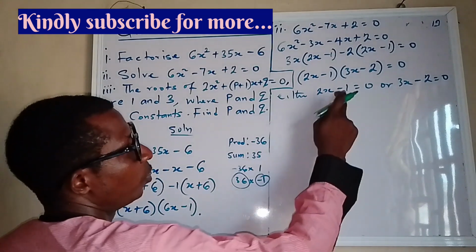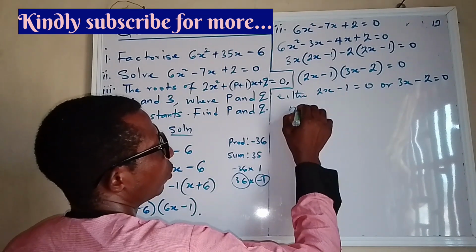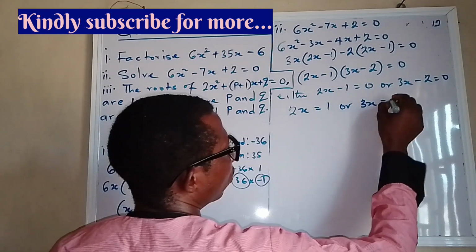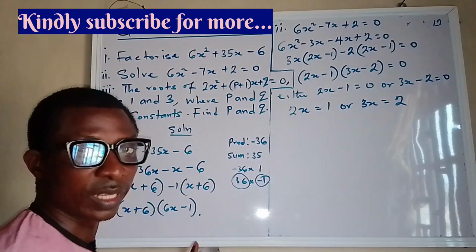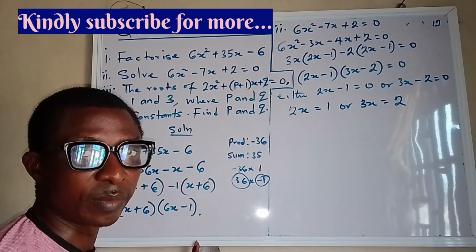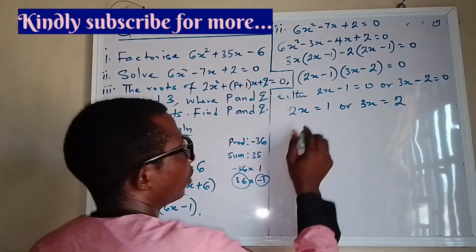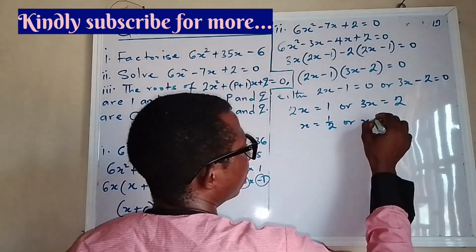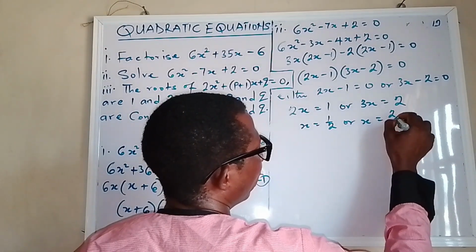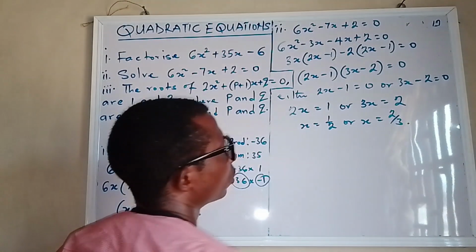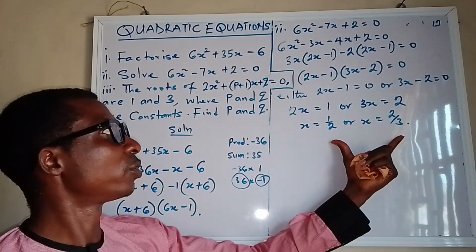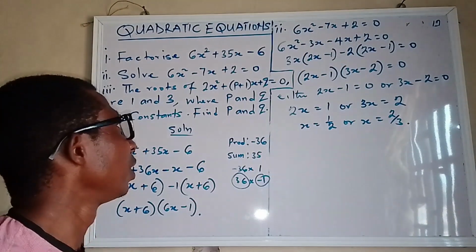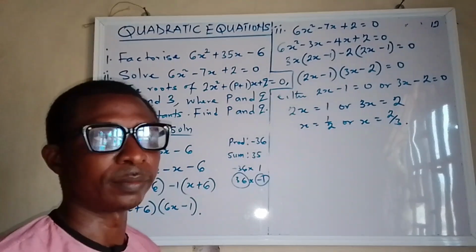Okay, so you move this to the other side. We have 2x equals to 1 or 3x equals to 2. And the next thing is to divide both sides by 2. Okay, so we have x equals to 1 over 2 or x equals to 2 over 3. So these are the roots of the quadratic equation we have here. All right, so now let's look at the third one.